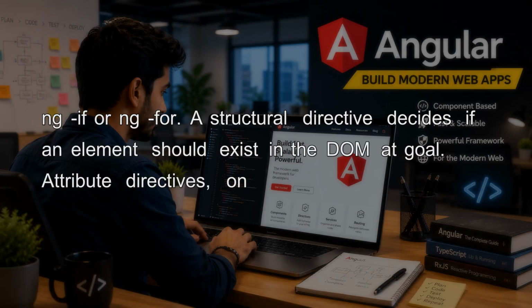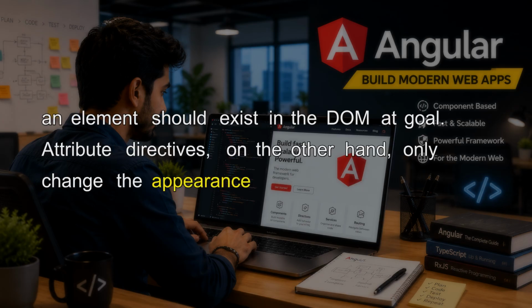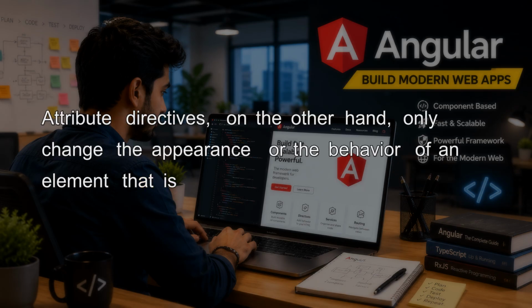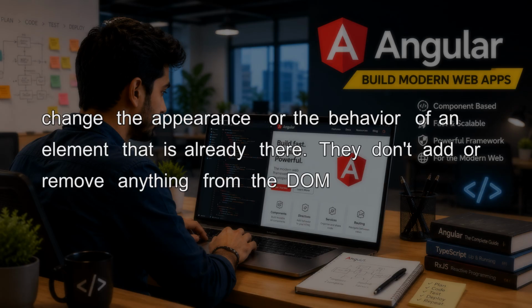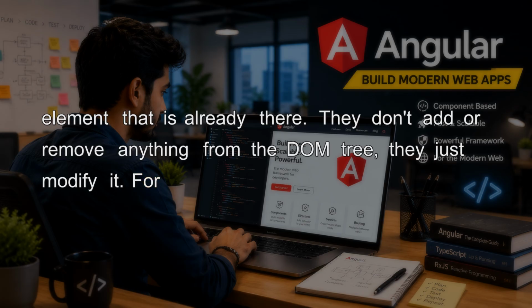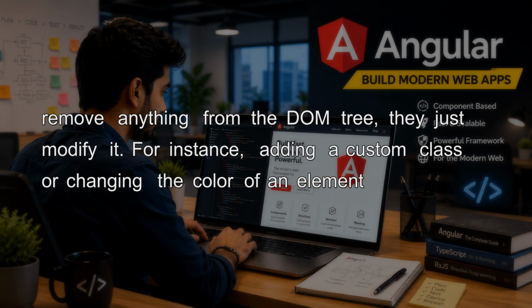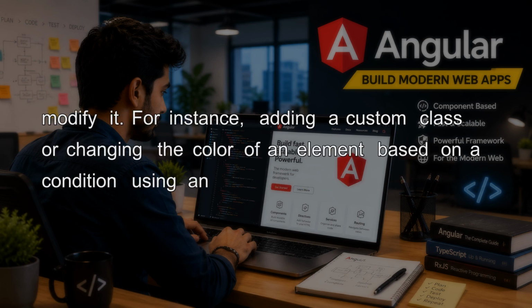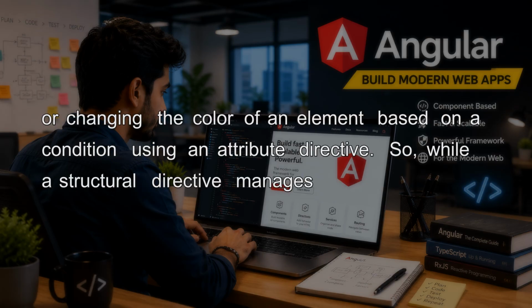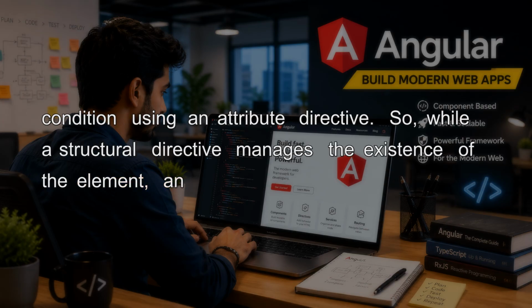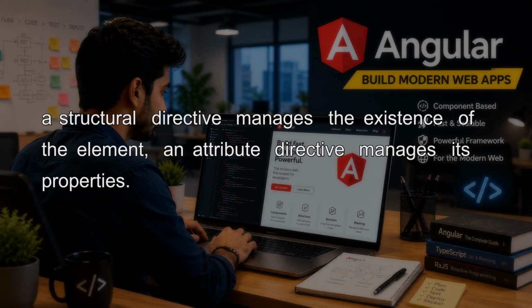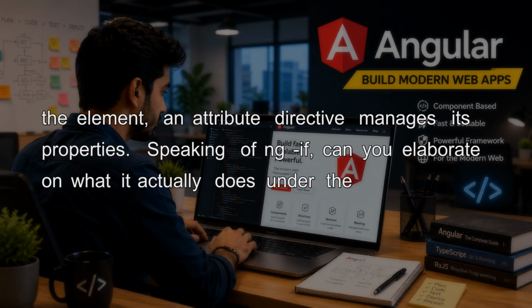Attribute directives, on the other hand, only change the appearance or the behavior of an element that is already there. They don't add or remove anything from the DOM tree, they just modify it. For instance, adding a custom class or changing the color of an element based on a condition using an attribute directive. So, while a structural directive manages the existence of the element, an attribute directive manages its properties. Speaking of ngIf, can you elaborate on what it actually does under the hood?